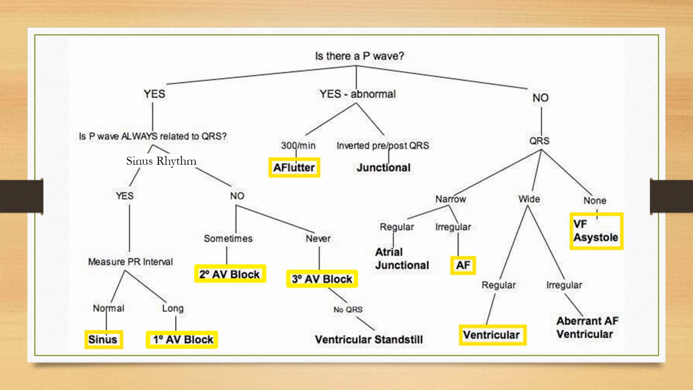Okay, let's go to the far right one. Okay, there's no P waves. What about the QRS? I don't see any QRSs. Okay, that's bad news, right? So that means if I'm not seeing any QRSs, there's no regular depolarization of the ventricles. So that's going to be ventricular fibrillation, or if it's a completely flat line, that's going to be asystole.